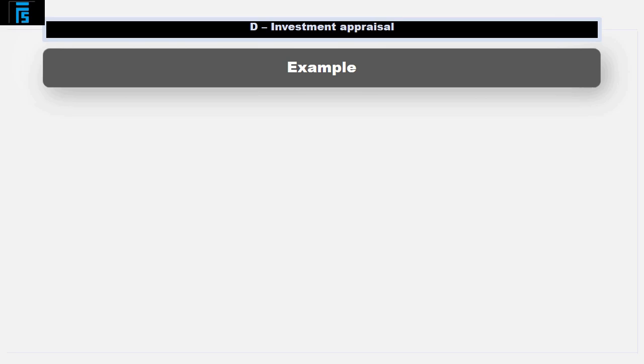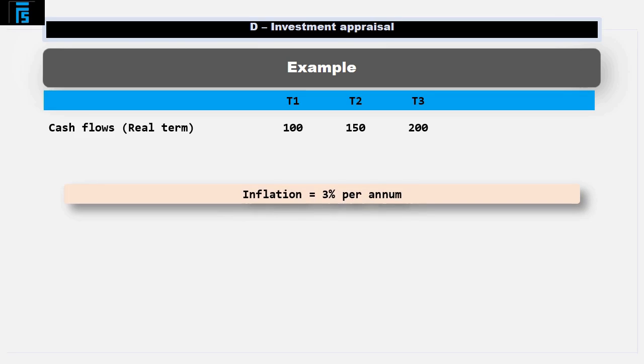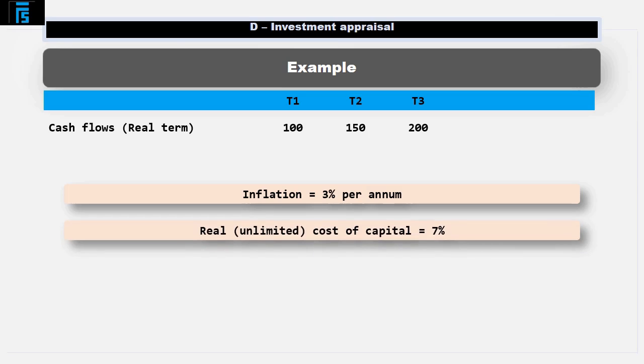Let's work with an example. Consider these cash flows for sales. T1, 100, T2, 150, and T3, 200. Let's assume these cash flows are in real terms. In other words, they are stated at today's prices and therefore don't include inflation. Let's assume that in this world, inflation is running at 3% per annum and that the uninflated cost of capital, also known as the real cost of capital, is 7% per annum.